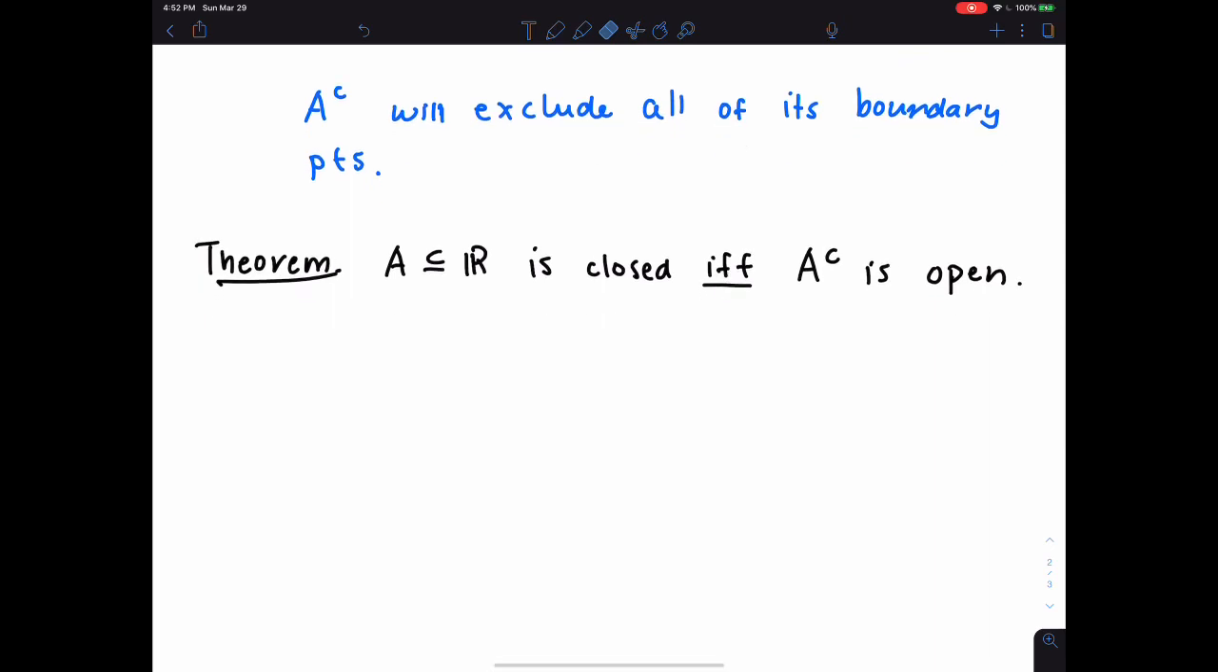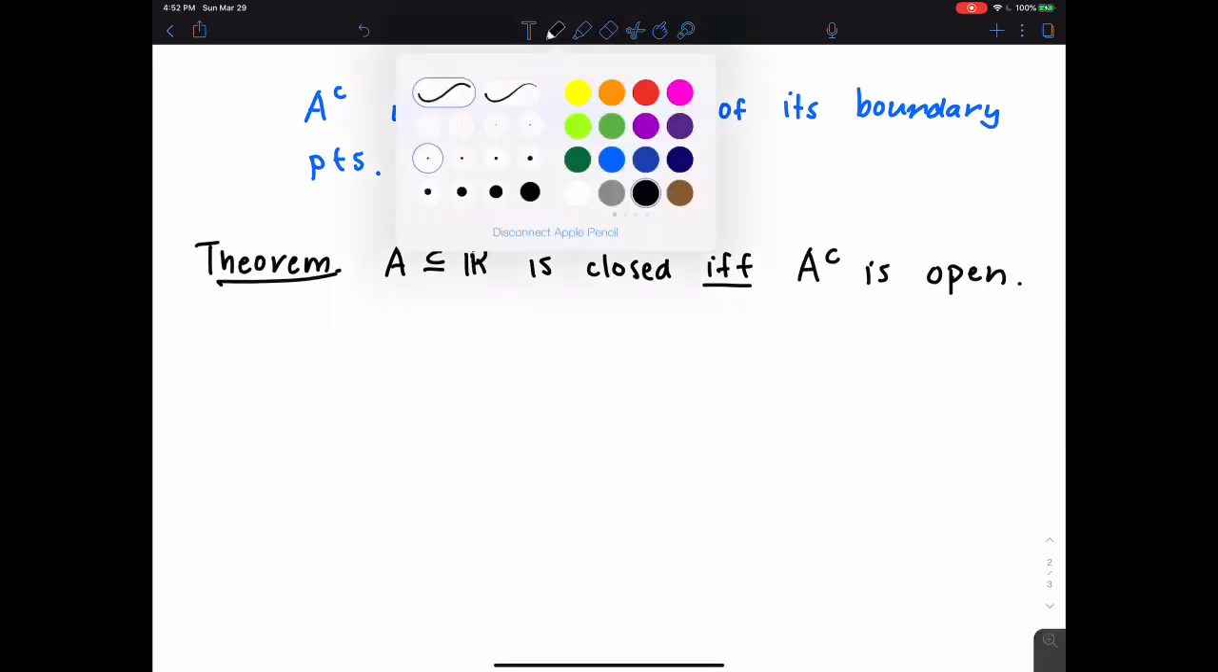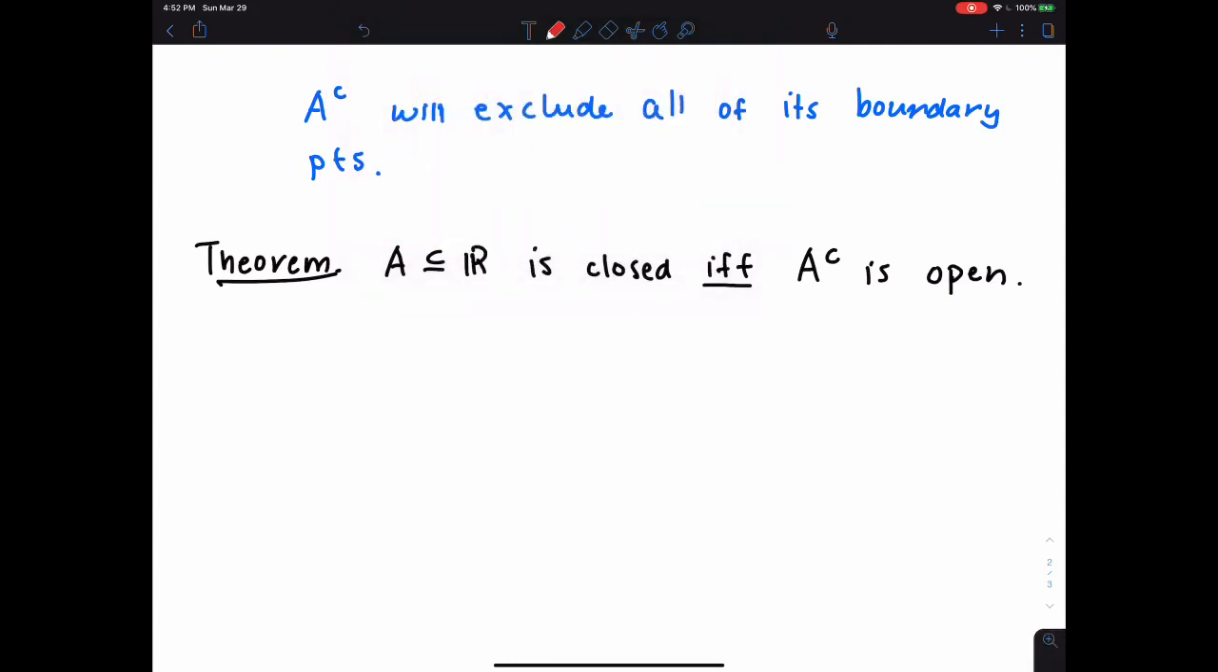The first thing I want to do is just write out what the contrapositive is of the forward direction. So the contrapositive of the forward direction is just: if A complement is not open, then A is not closed.